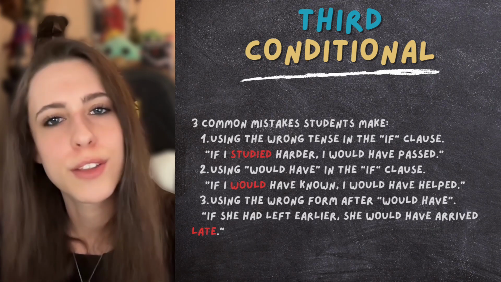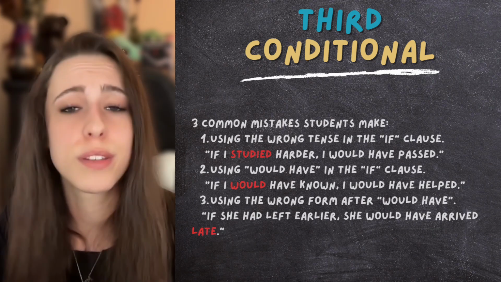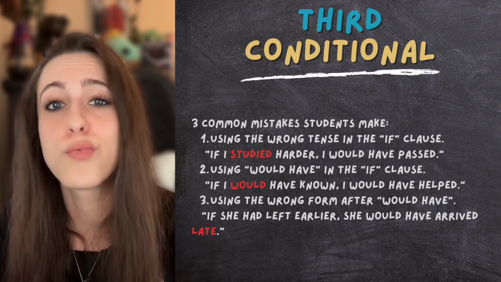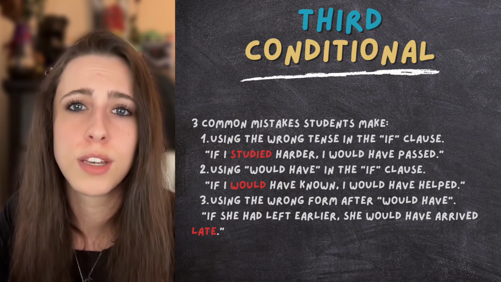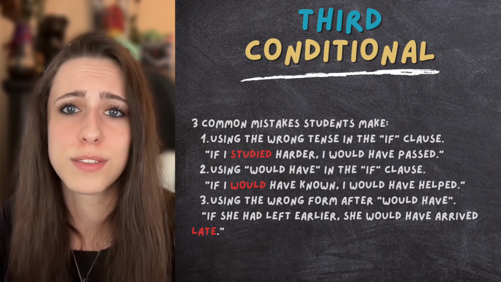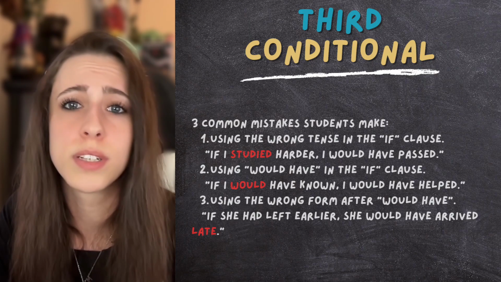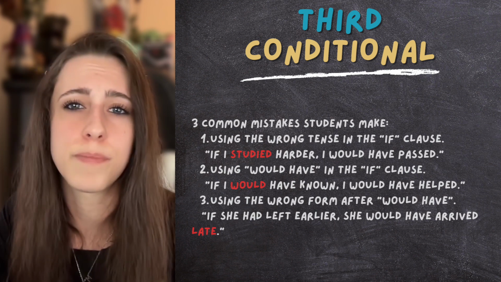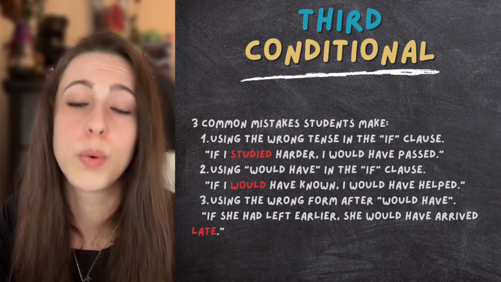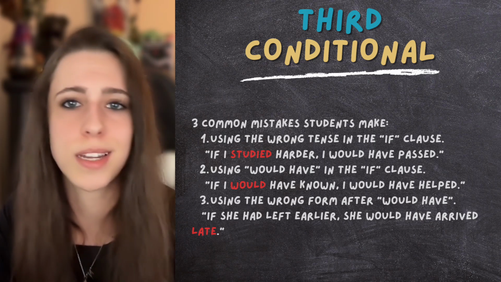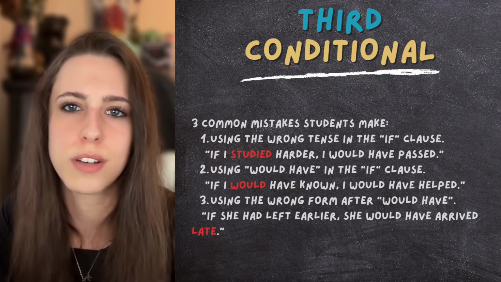Now let's have a look at three common mistakes when using the third conditional. The most common mistake is using the wrong tense in the if clause. Students often forget to use the past perfect in the if clause. For example, if I studied harder, I would have passed. We want to use the past perfect and say, if I had studied harder, I would have passed.